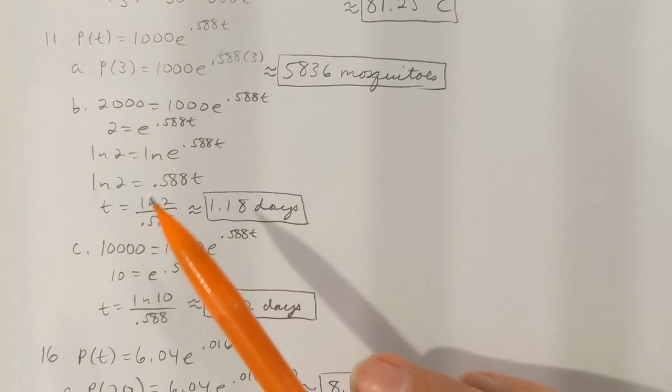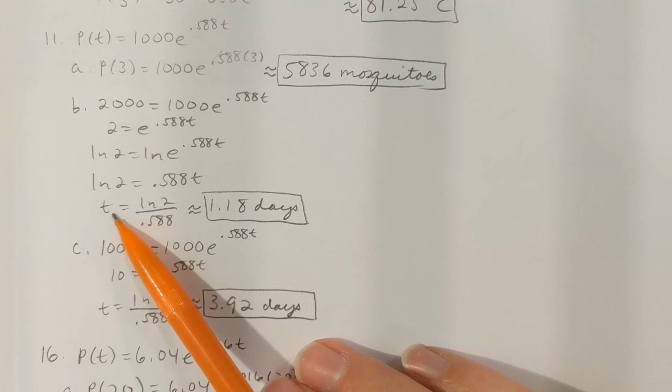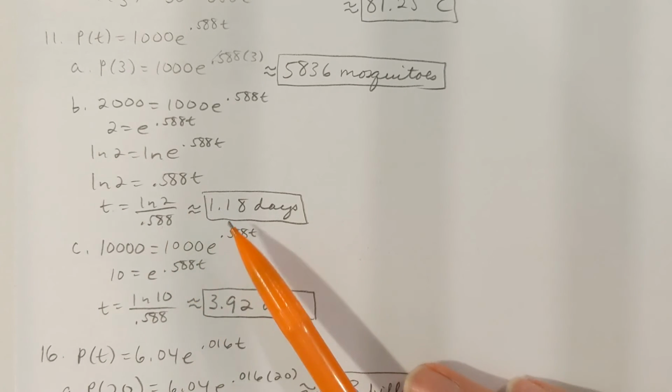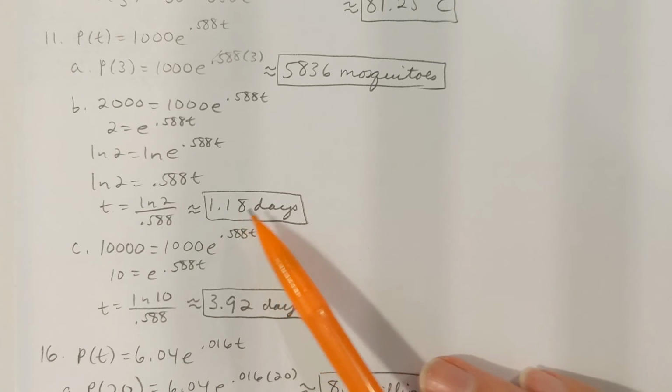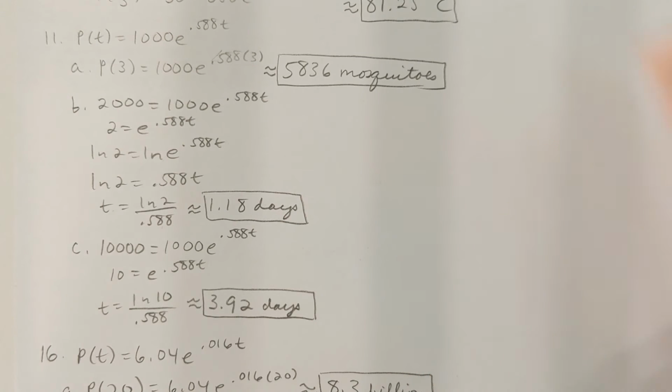And then you'd want to divide both sides by 0.588 to get t all alone. Go to the calculator. ln 2 divided by 0.588 would be roughly 1.18 days if you go to the nearest 2 digits on that. Okay, so that's how long somebody would have to wait to see the population double from what it originally was.